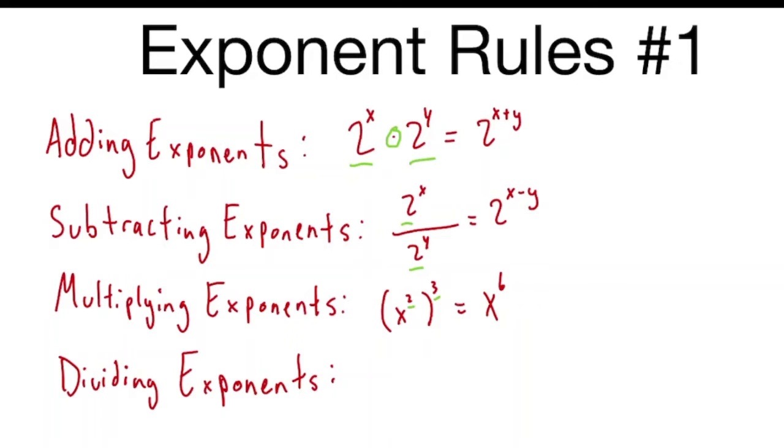Now, when dividing exponents, this is when roots are involved. So let's say we had the square root of 2 to the power of x, right? One way we can write this is 2 to the x over 2. So what did I do? The numerator of the fraction is what is inside the root, and what's outside of the root goes on the denominator.